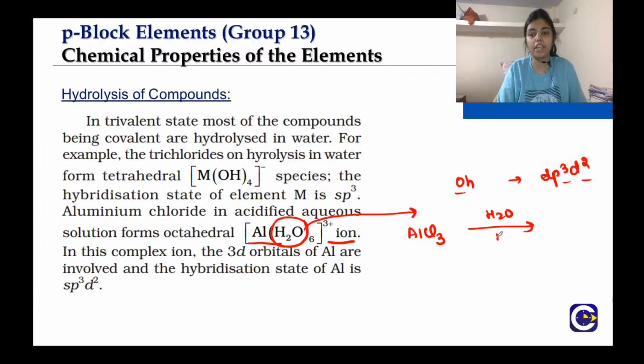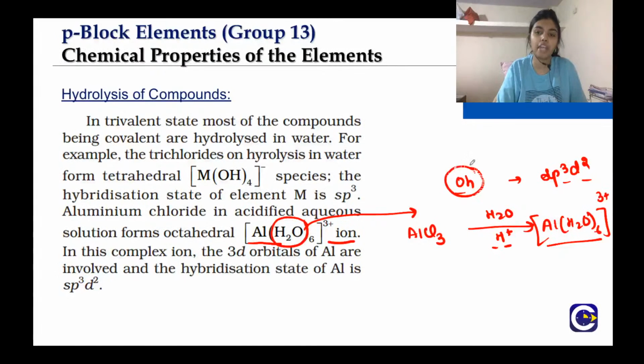So if you will hydrolyze AlCl3 with water in presence of some acid, right? Let us say we are taking acid, H+ I am writing here. It can be any acid. The H+ can come from any acid. It will form what? [Al(H2O)6]3+. It is forming a cation of octahedral nature, and we know that the hybridization for octahedral geometry is what? sp3d2, right?